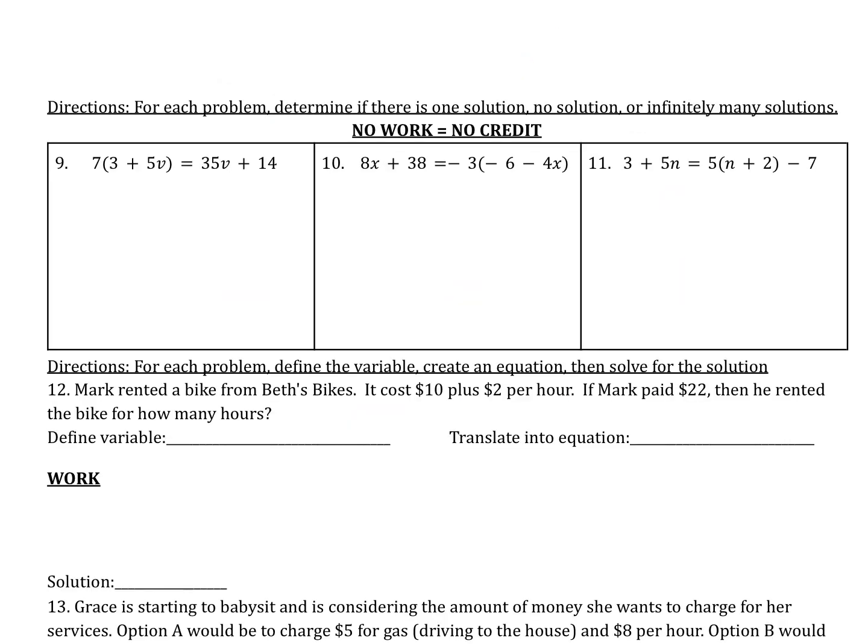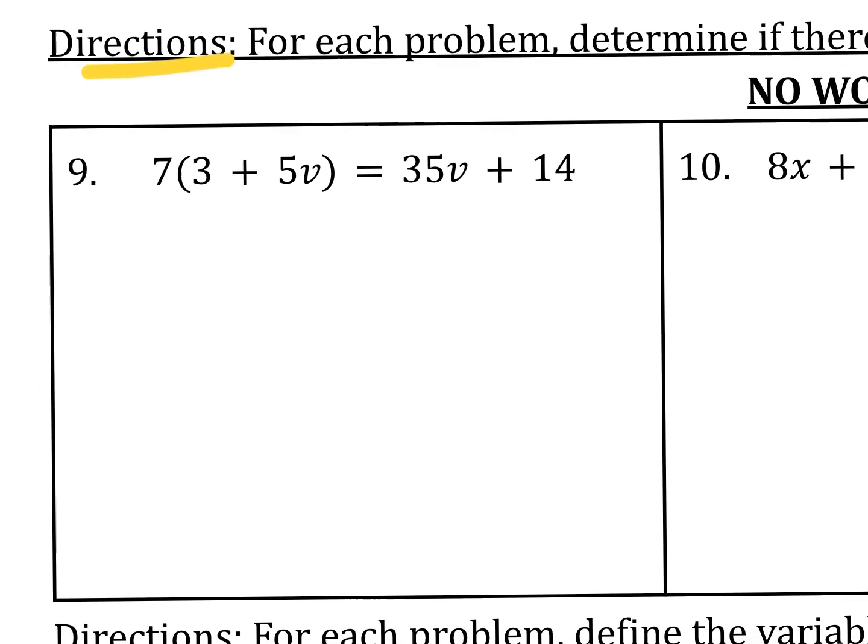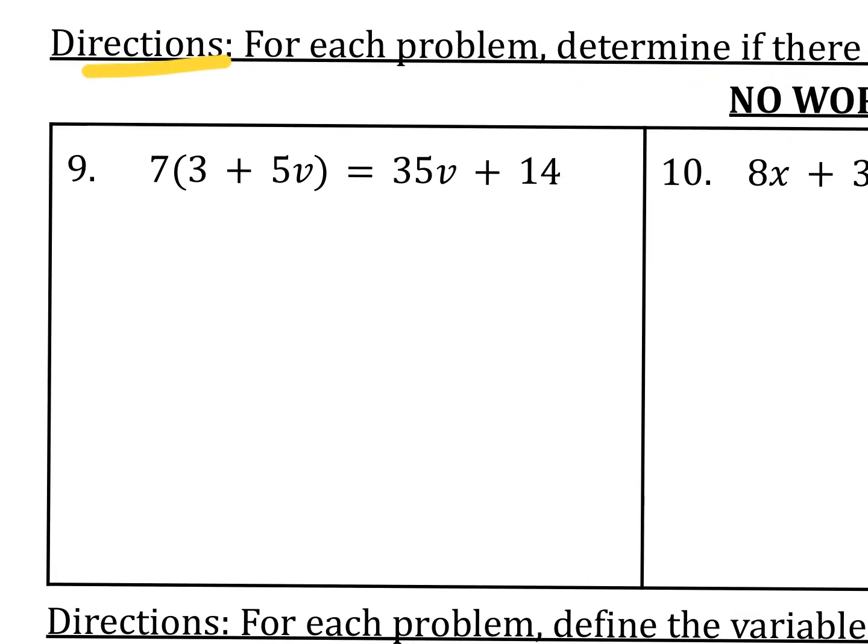Okay, moving on, the directions for this one say for each problem, determine if there is one solution, no solution, or infinitely many solutions. Again, show your work or you will not get credit. All right, so let's move on to number 9. Let's see what happens. I do see parentheses, and that means we use that distributive property, which we've been using a lot on this review here.